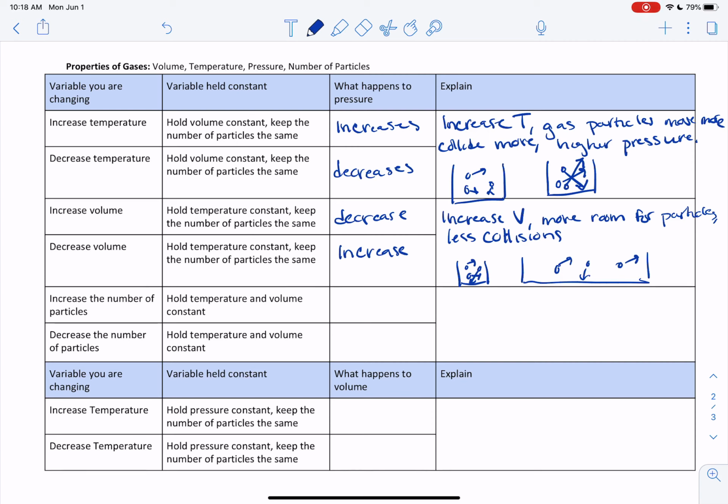Let's move on to the number of particles. So if you increase the number of particles while holding the temperature and volume constant, you're going to get an increase in pressure. If you decrease the number of particles while holding the temperature and volume constant, you're going to get a decrease in pressure. So this is like if you were to add more students walking down the hallway, right? So if you increase the number of particles, and I'm going to put N for number of particles, they're more likely to collide.